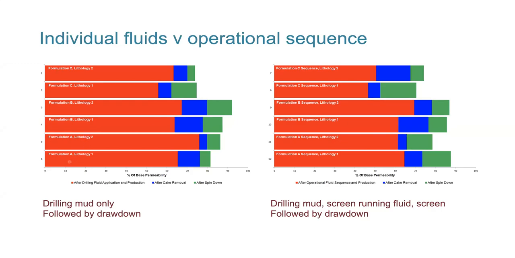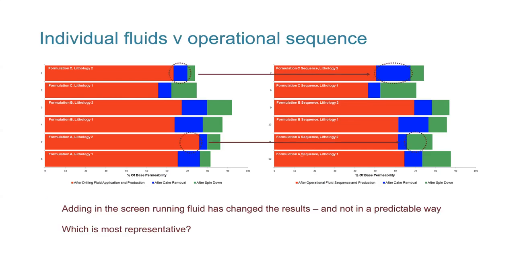So it's 3 muds, formulation A, B, and C, with 3 rock types here. And we have different muds here. And then on the right hand here, we have the second set of data where we included the screen running fluid to displace the drilling mud, and we included the screen. And on the face of it, the results, just eyeballing them, look similar-ish. Then start to compare some of them, and I've highlighted these ones here.